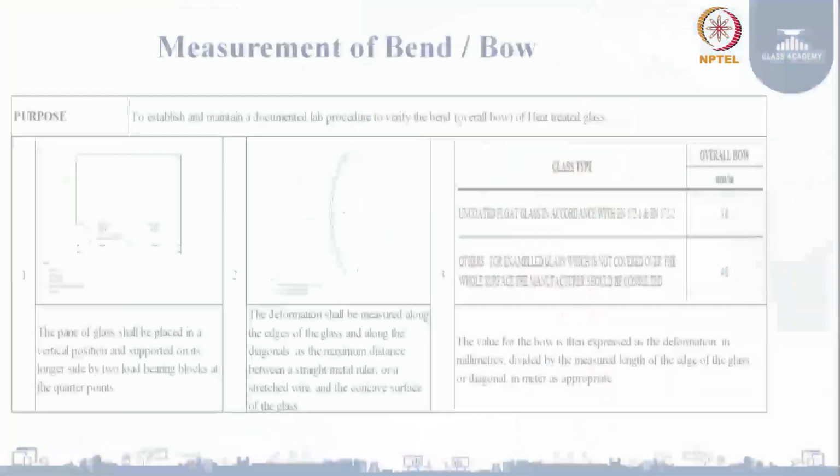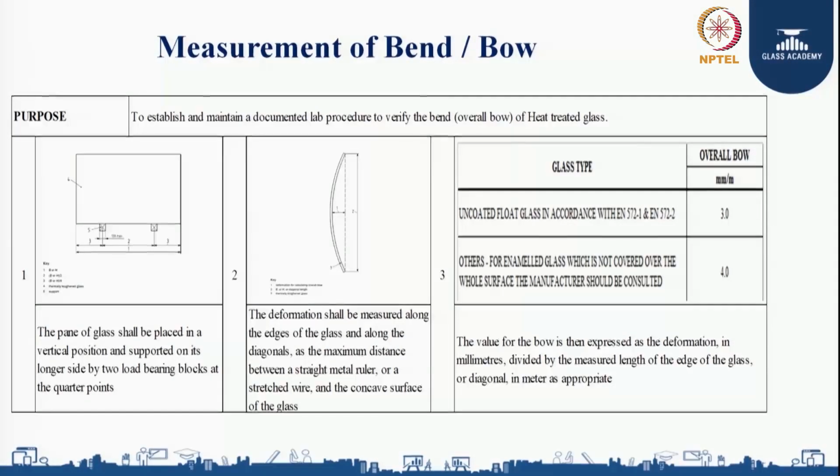Next, let us understand the concept of bend or bow in a glass. As the glass passes through heating and cooling in the heat treatment process, the glass acquires bend or bow. So this is one test. Now we are going to see how to measure bend or bow on a glass. Purpose: to establish and maintain a documented lab procedure to verify the bend or bow of a heat treated glass. The bend or bow for a heat strengthened or a toughened glass is the same. The SOP, the process or the setup, remains the same.